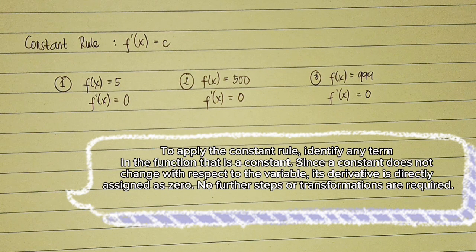So to apply the constant rule, identify any term in the function that is a constant. Since a constant does not change with respect to the variable, its derivative is directly assigned as 0. No further steps or transformations are required.